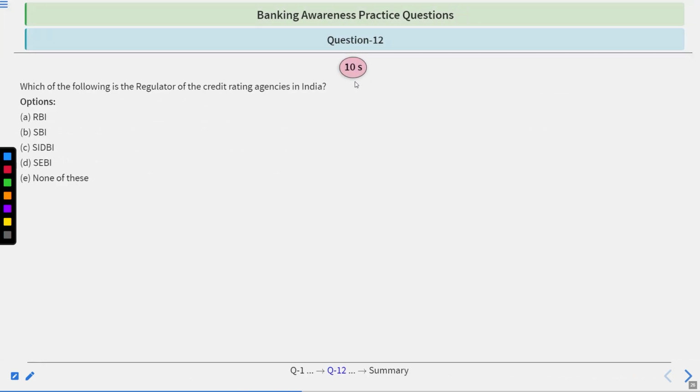Question number 12. Which of the following is the regulator of the credit rating agencies in India? RBI, SBI, SIDBI or SEBI? Or none of the above? So, 10 seconds you have to think and answer. Time starts now.